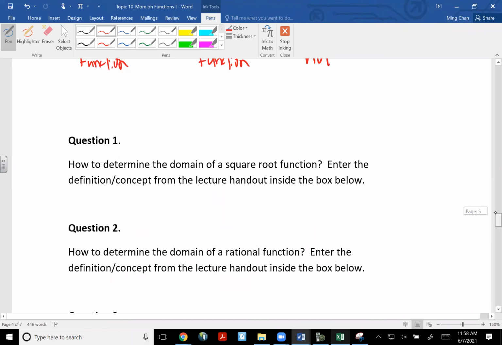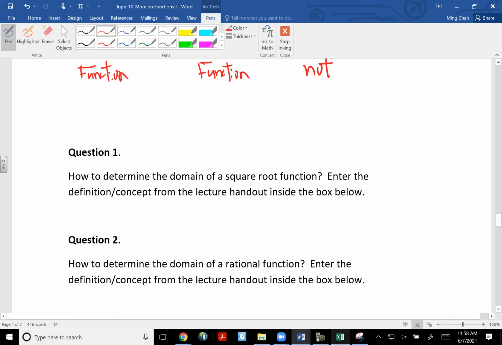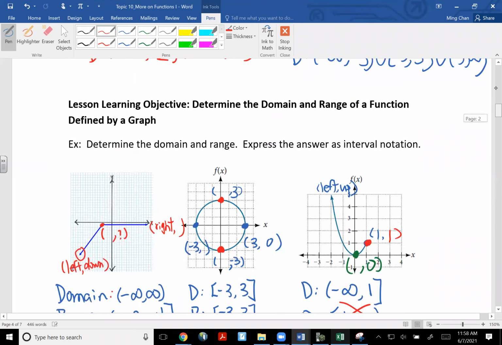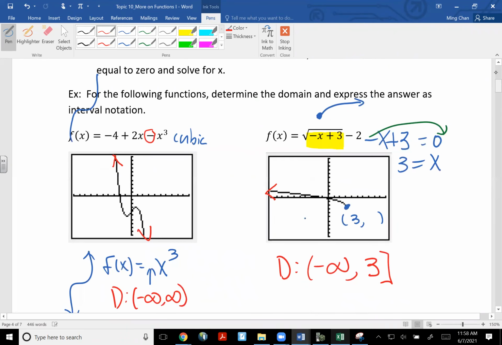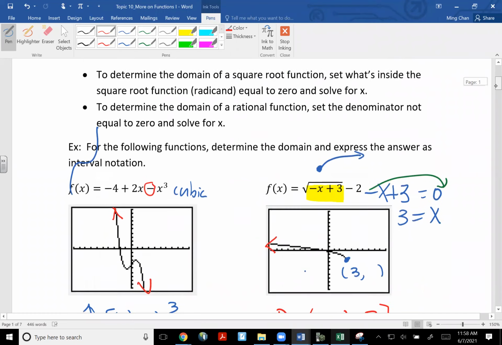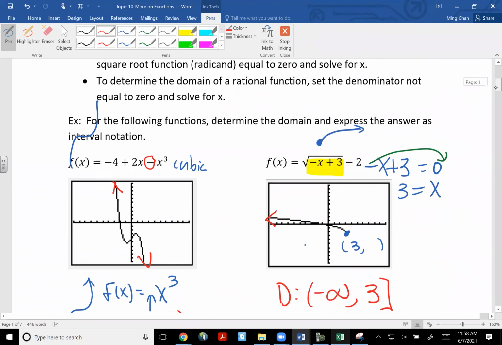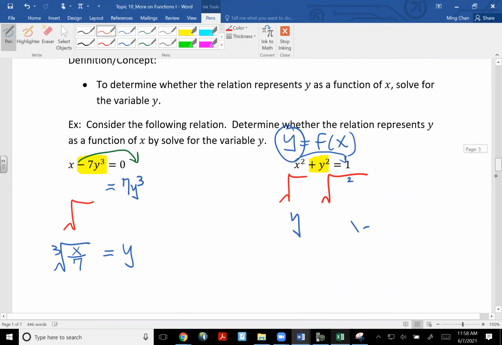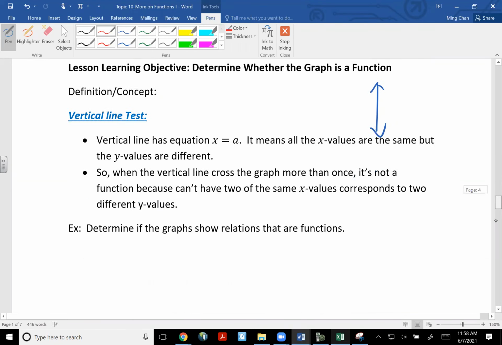All right. How do you determine the domain of a square root function? We set what's inside the square root. I think right here, at the beginning, it says set inside the square root. Set what's inside the square root equal to 0 and solve for x. That's all you had to put. How do you determine the domain of a rational function? Set the denominator not equal to 0 and solve for x. Okay, so those are coming from the handout straight up.